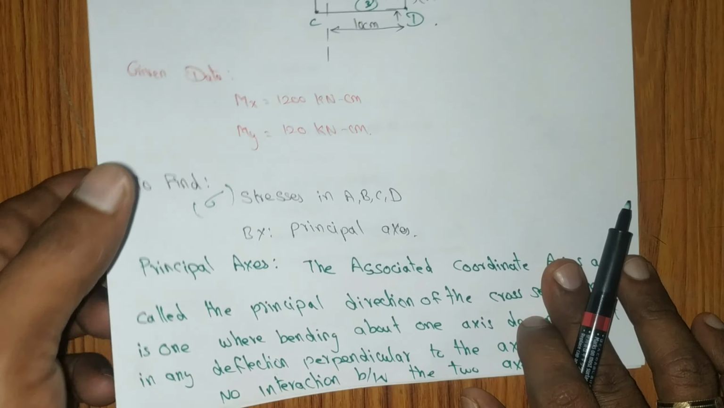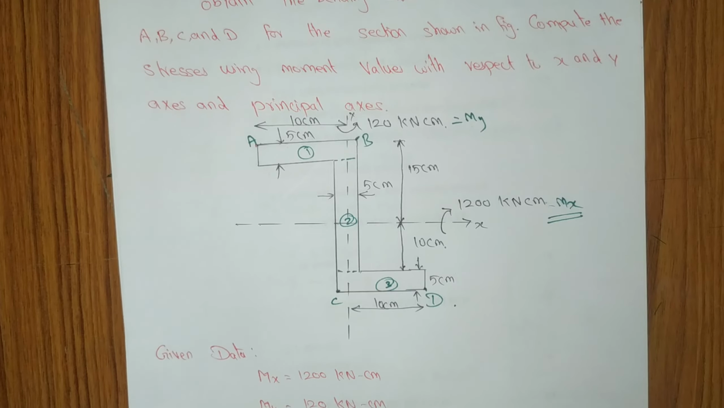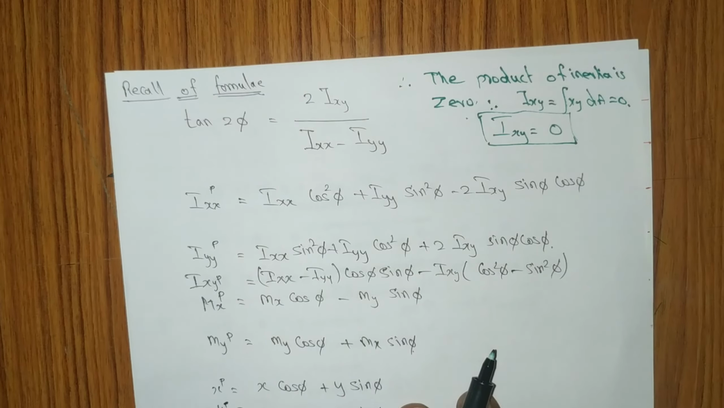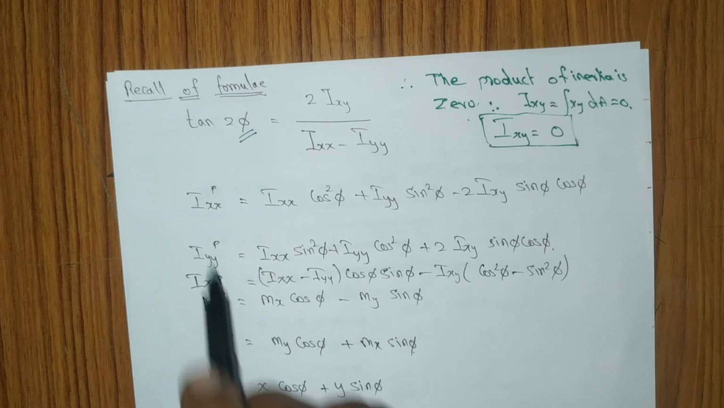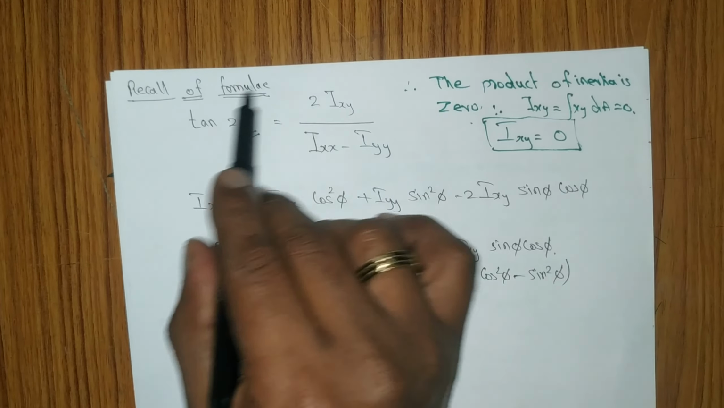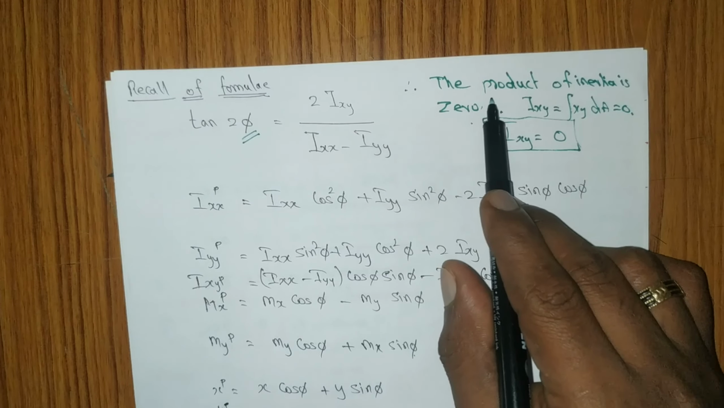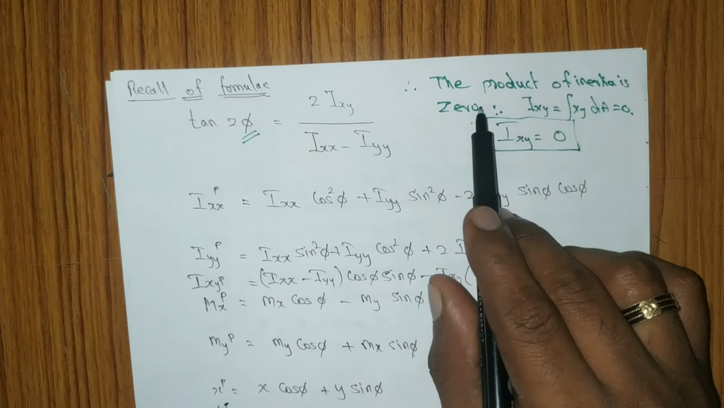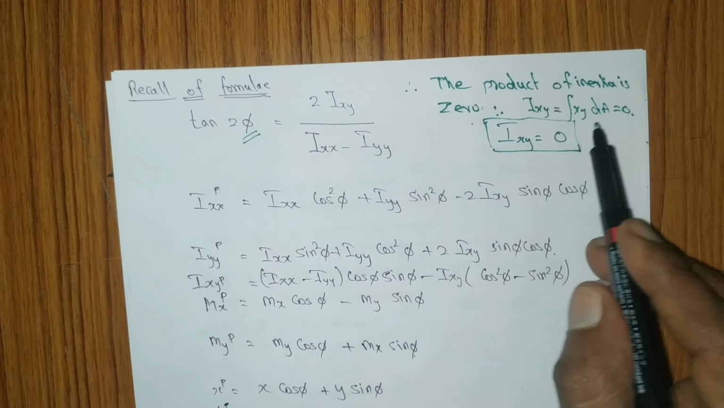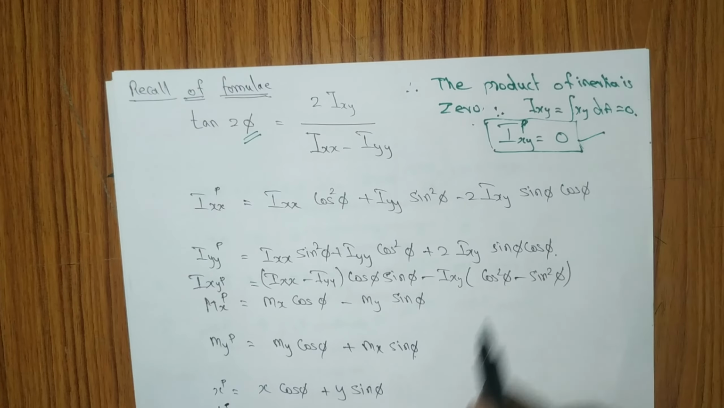So let us see the value for this problem and how we are getting the value. Before going to the problem, we will recall the principal stress formulas. We need to find the principal axis angle phi. So tan 2 phi equals 2 Ixy divided by Ixx minus Iyy. This is the formula for the principal axis angle. As per our definition, the product moment of inertia is equal to 0. It means Ixy for the principal axis, the integral of xy dA, equals 0. So if you solve the problem for the principal axis, Ixy will be 0, right?